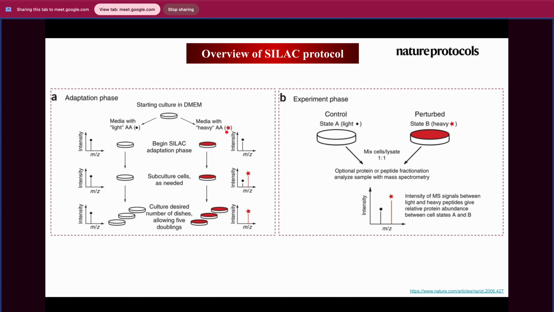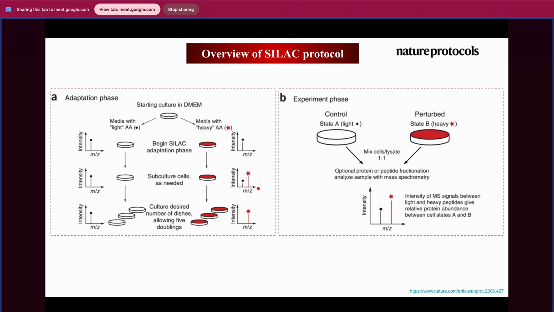In case of carbon, we have seen there is a change of 6 daltons, meaning 6 daltons of mass is gained in the heavier isotopes. So it will vary for deuterium and nitrogen as well. Firstly, they have begun with the SILAC adaptation phase, in which they have supplemented the media with the heavier amino acid isotope, and then they have subcultured these cells as needed, and they have cultured the desired number of dishes, allowing 5 doublings. So why have they taken 5 doublings?